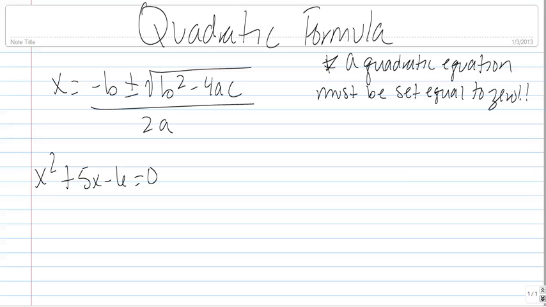Hi, it's Mrs. Mallet, and today we're going to talk about the quadratic formula. Now, you use the quadratic formula when you're trying to solve for x or solve a quadratic equation.